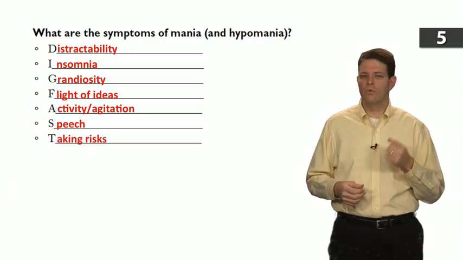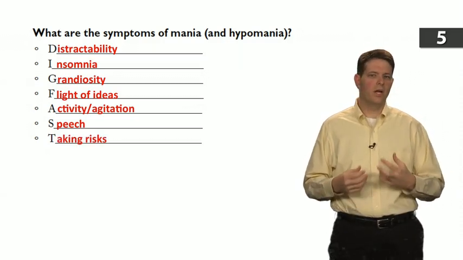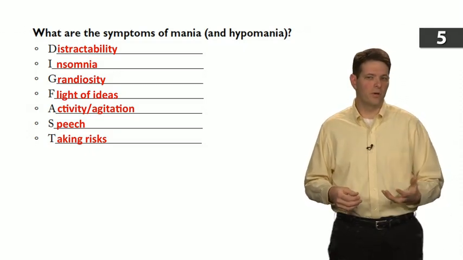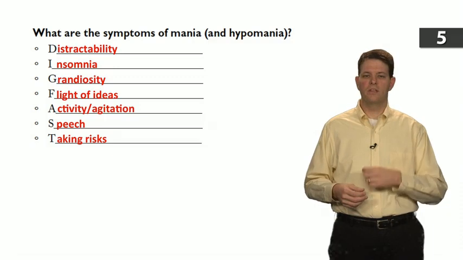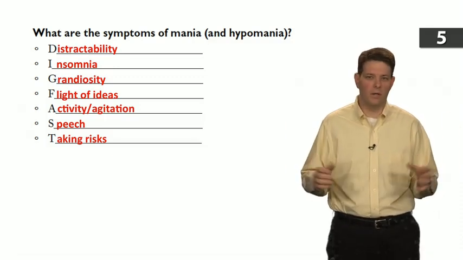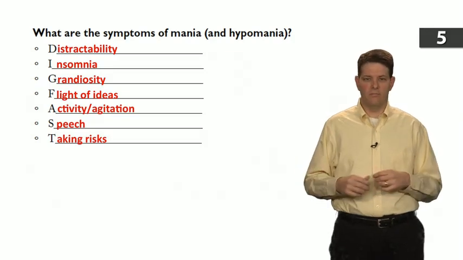T is for taking risks. These individuals seek pleasure without regard for the consequences. So they might become sexually promiscuous during a manic episode, or they might start abusing drugs or alcohol, or they might blow up their boss and quit their job, or they might max out their credit cards buying junk on the home shopping channel.